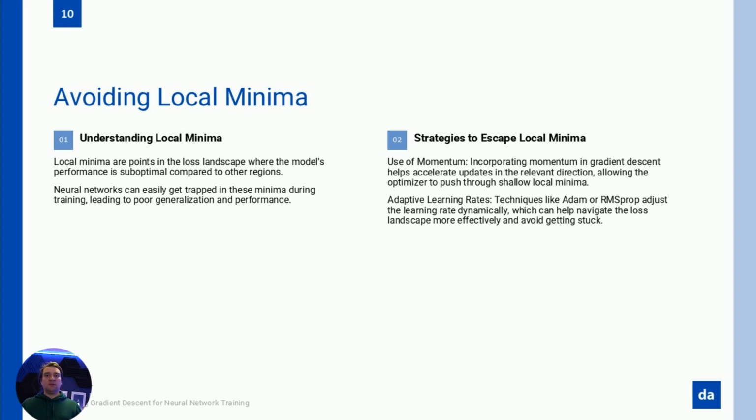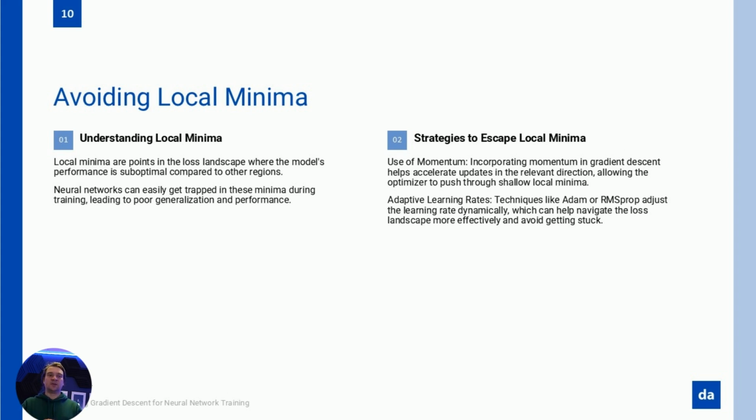By incorporating momentum, gradient descent gains extra speed in the right direction, helping it roll out of shallow dips and avoid getting stuck. Adaptive learning rates. Algorithms like ADAM or RMSprop adjust the learning rate dynamically. If the optimizer slows down in a local minimum, these methods step in to keep things moving. Random restarts. Another approach is to restart the process from different starting points. This can sometimes help find better paths that lead to the global minimum.